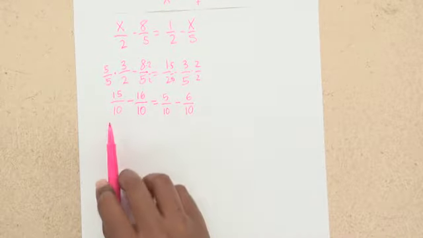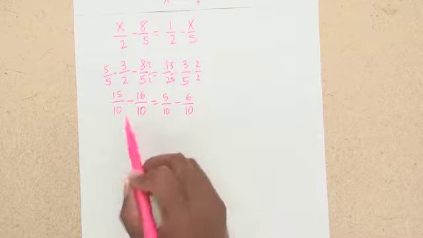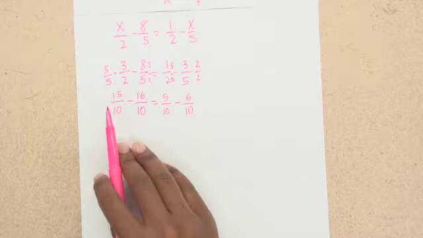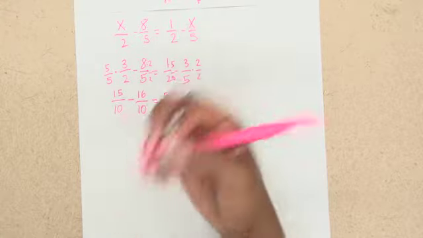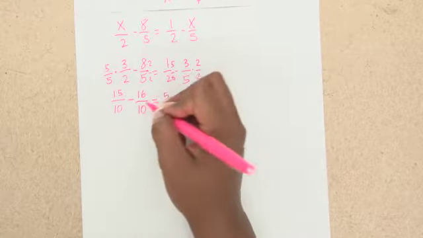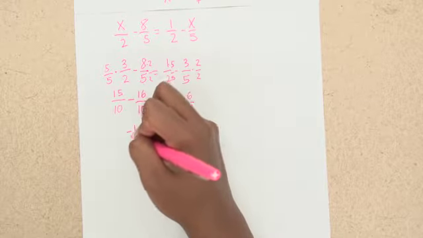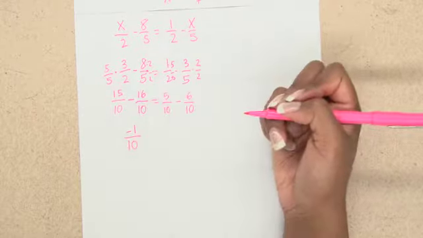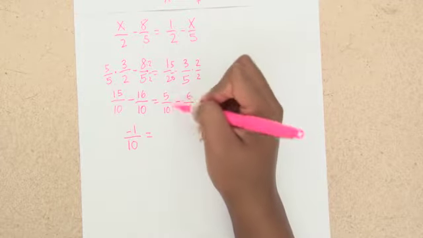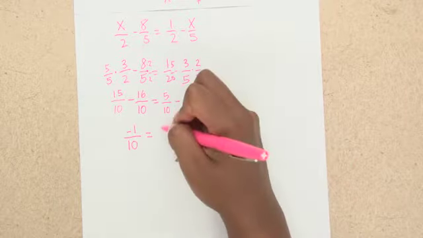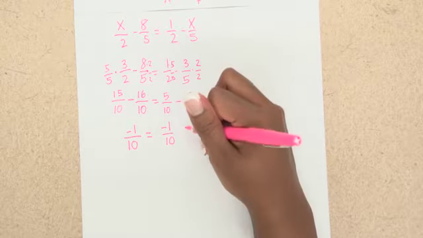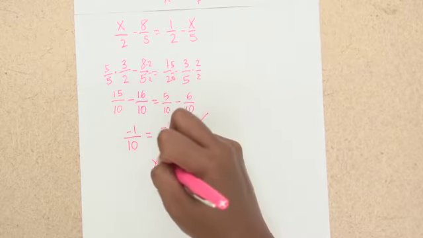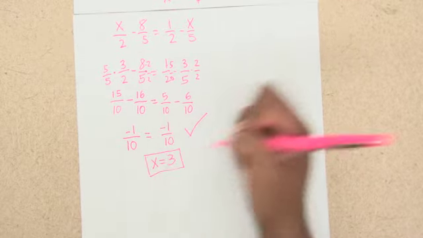Okay. So if I have 15/10 of something and I subtract 16/10 from it, 16 is bigger than 15, so we're going to have a negative number. So basically we're going to owe someone something. So 15 minus 16 is negative 1, and we still have our denominator of 10. And same thing over here, 5 minus 6. 6 is bigger than 5, and we're left with negative 1 over 10. And negative 1 over 10 is equal to negative 1 over 10. So that's true. So that means x equals 3 does solve our equation. And that's the end of Module 6.